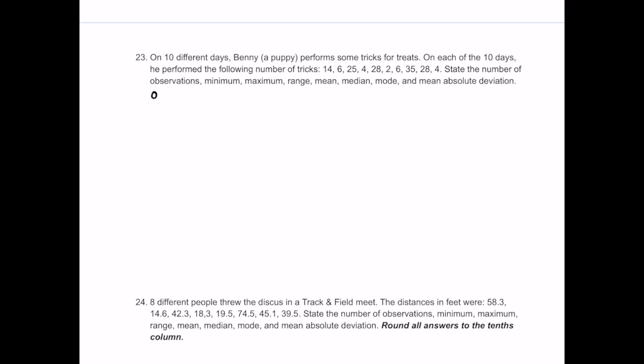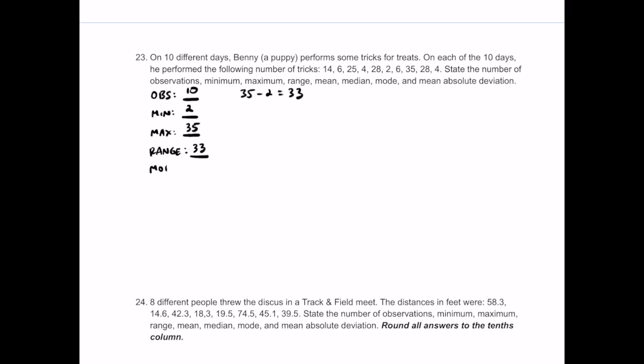Okay, so for the number of observations, we have 10 different days, so that's going to be 10 observations. And if we go with the minimum, go ahead and write this in: min, max, and range. So the minimum, it looks like we have 2 here, and the maximum I see is 35. 35 minus 2 is going to be 33 for the range. Go ahead and write that work just like that.